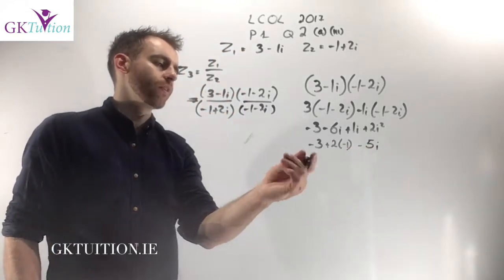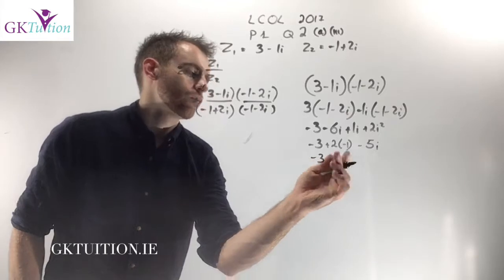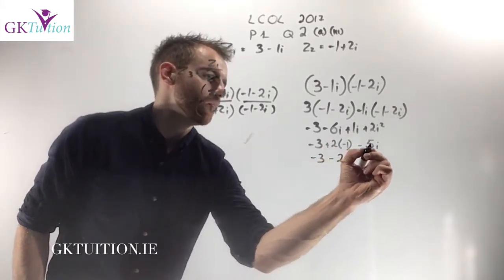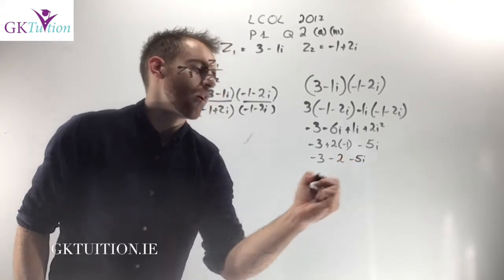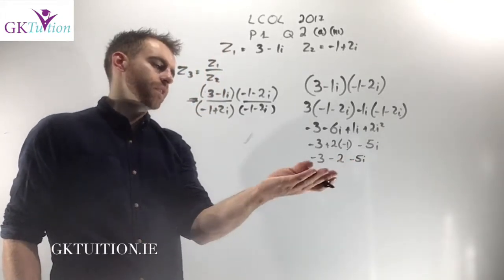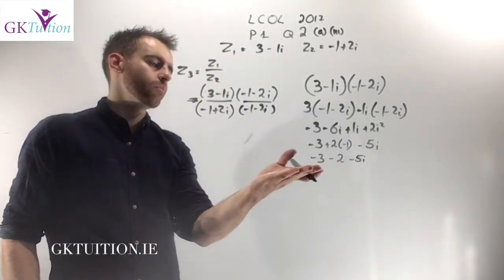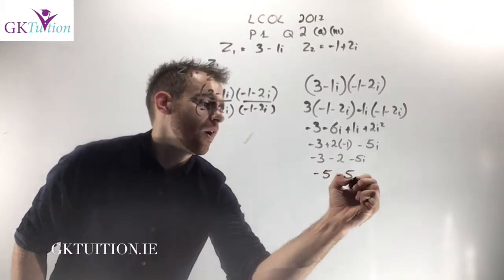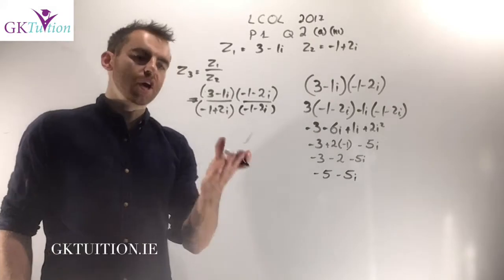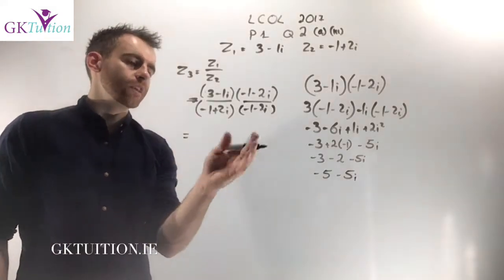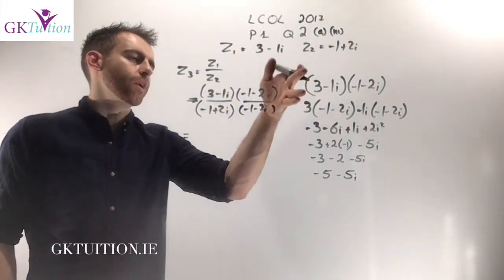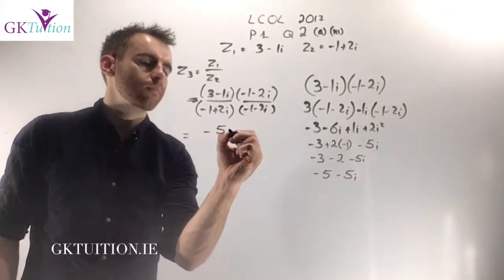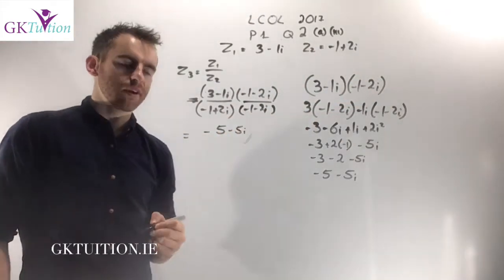Now let's just simplify this further. Minus 3 and then plus 2 by minus 1 is minus 2, and that's just a minus 5i. Which means obviously now I can group my two like terms. Minus 3 minus 2 is minus 5, minus 5i. So the top of this fraction simplifies fully. When you multiply 3 minus 1i by minus 1 minus 2i, it simplifies fully to minus 5 minus 5i.